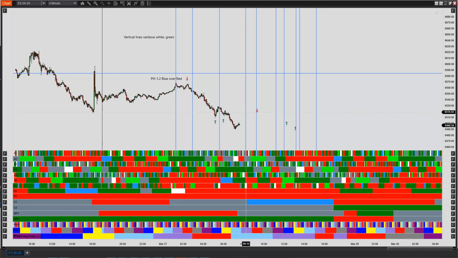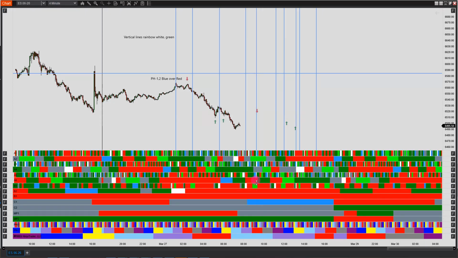But then what I've done here is I took the areas where we have this confluence of the rainbow and pH 2, I've marked with the arrow. So I was taking a look at where I've got these time windows.